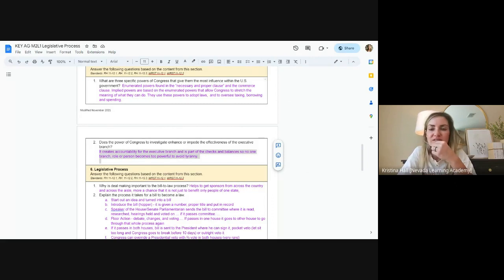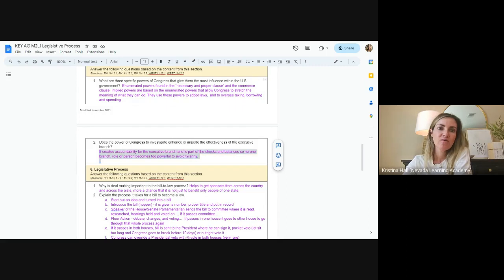If you think about it, the president is the most powerful position in the country. Somebody has to hold them accountable. Otherwise, why would they do it, right? Why would they follow the laws? So I think it's important. It creates checks and balances and makes sure that no one branch, person, or party becomes too powerful, and avoids tyranny.